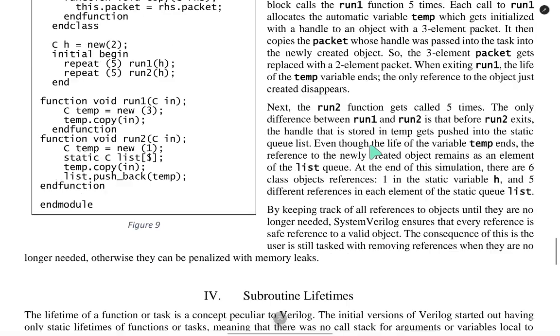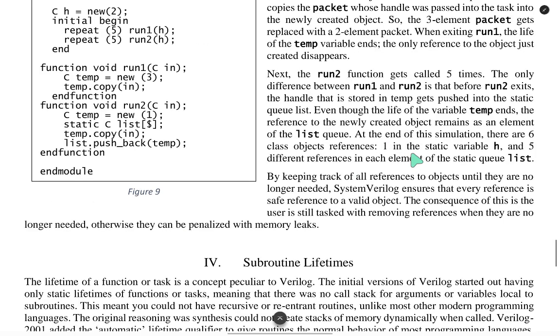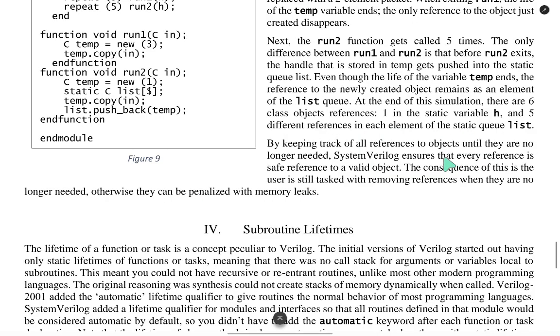Next, the run2 function gets called 5 times. The only difference between run1 and run2 is that before run2 exits, the handle that is stored in temp gets pushed into a static queue list. Even though the lifetime of the variable temp ends, the reference to the newly created object remains as an element of the queue list. At the end of this simulation, there are 6 class object references. One is the static variable h and 5 different references in each element of the static queue list.